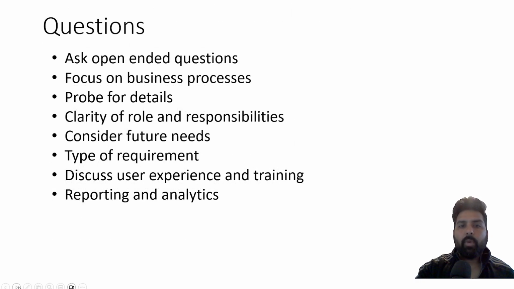Now, how do you ask the question? Now, we have the who, what, why key parameters, but how do you ask these things? So always start with open-ended questions. Begin by asking open-ended questions to encourage stakeholders to freely express their needs, challenges, and expectations without constraint. If you ask a very closed yes or no question, they might not be able to explain each and everything which they are currently facing, right?